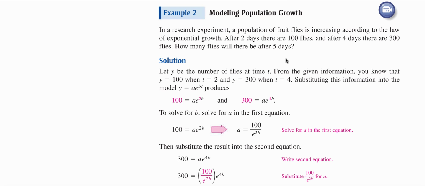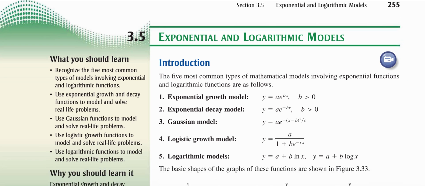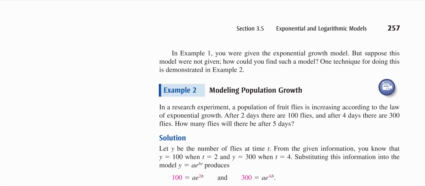Now because we're told that the population is being modeled according to the law of exponential growth, we use the following model. We use y equals a e to the kt, or something of that sort. Let's go back to the beginning page so I can see the model with you again. Right here. y equals a constant, e to the bx, where b is greater than 0. So that's the model that we're going to use.